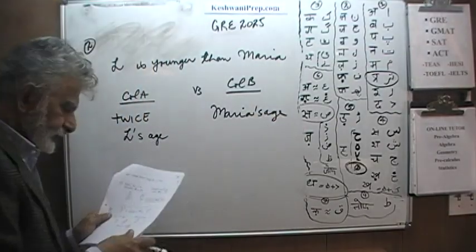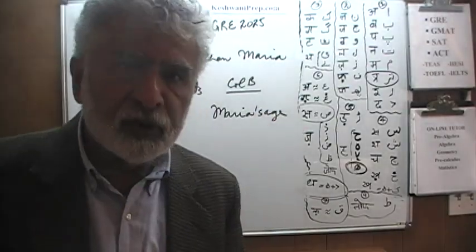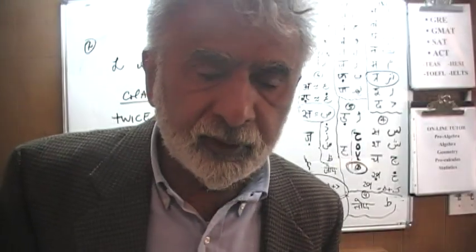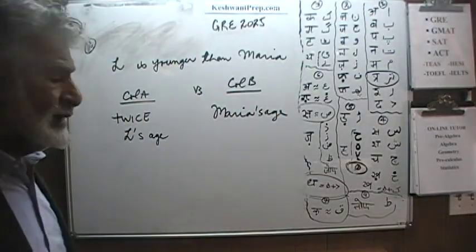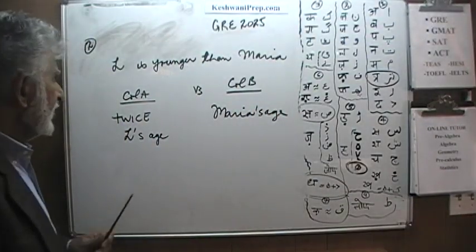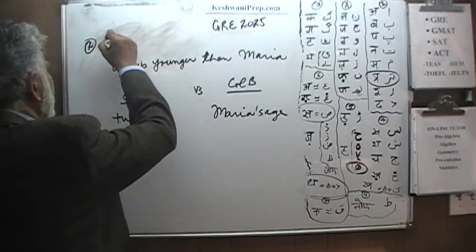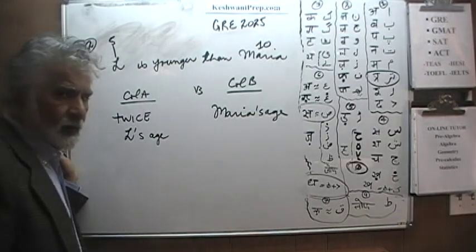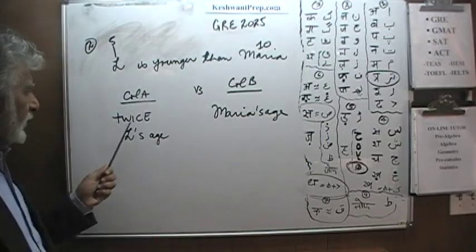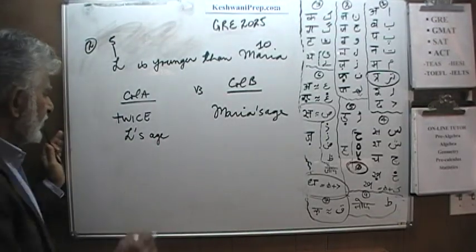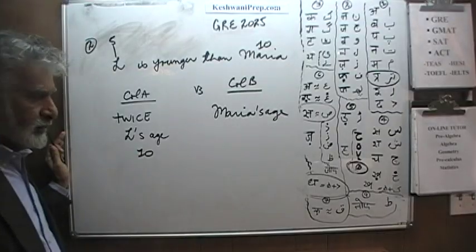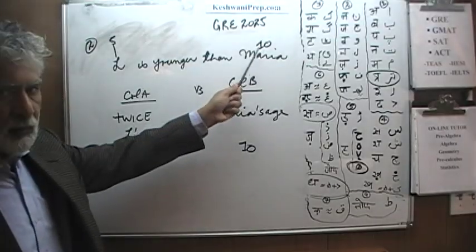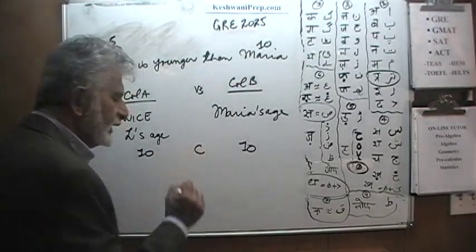Let's see what we can do. The simplest, quickest, easiest, most economical way here is to plug in numbers. That's all you can do here. But you have to plug in clever numbers. Let's pretend that Lionel is 5 years old and Maria is 10 years old. Why? Because in that case they are both equal. Twice Lionel's age, if Lionel is 5 years old, this quantity will become 10. And Maria is 10 years old. Why is Maria 10 years old? Because we want her to be. That's what we plugged in here. In which case the answer is C.